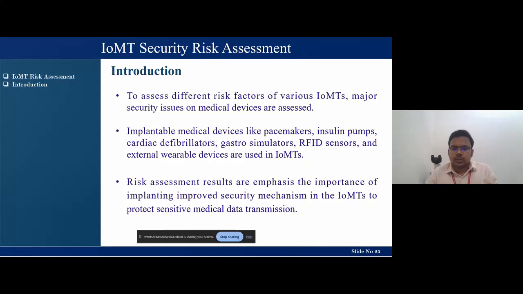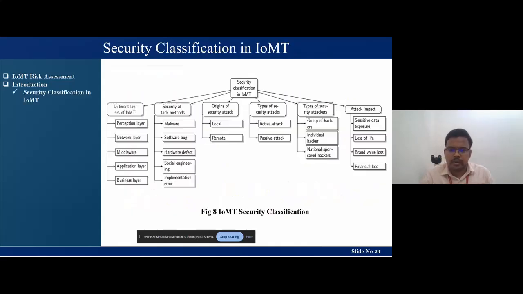Risk assessment is nothing but identifying the major impact-creating security attacks in the medical device area. There are so many medical devices, for example, implantable medical devices like pacemakers, insulin pumps, cardiac defibrillators, catheter stimulators, and some wearable devices like RFID sensors, smartwatches, and many medical devices that can be placed externally and keep on monitoring the health parameters of the patient. So how do we know which attack is more dangerous to a particular device? Because each and every device needs to be secure.